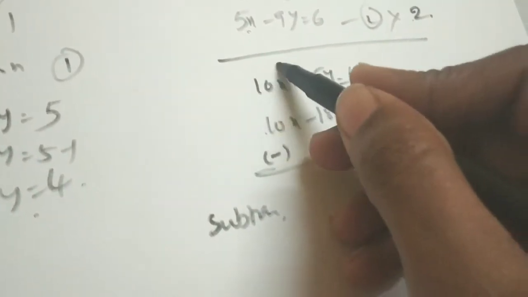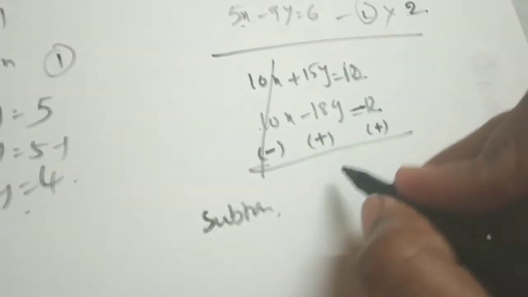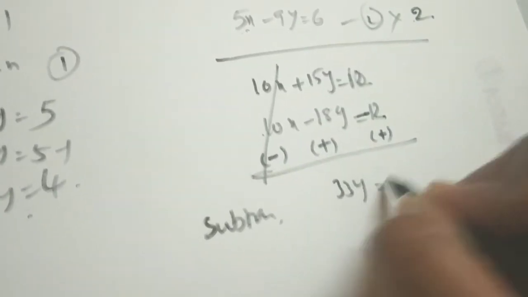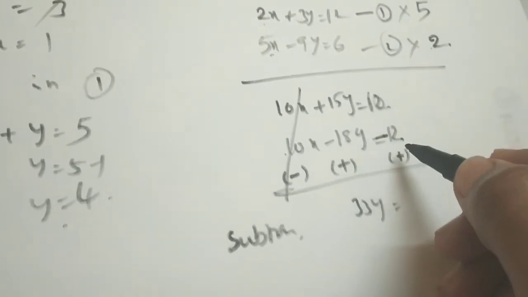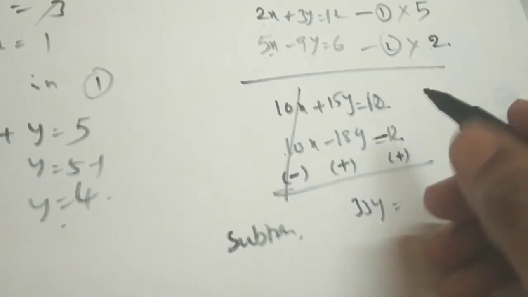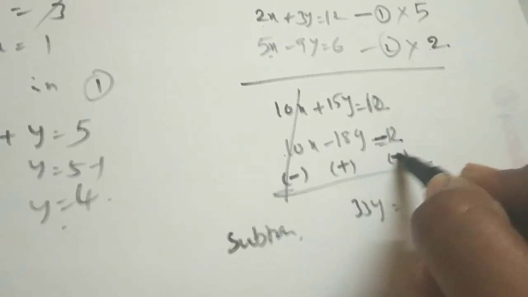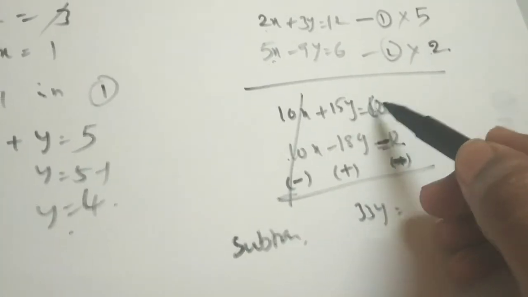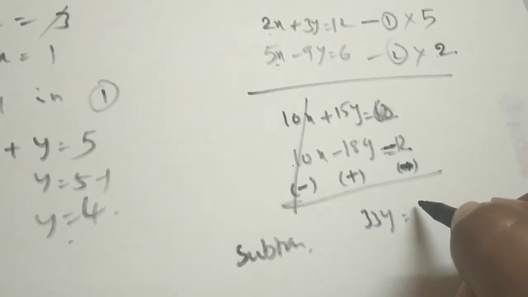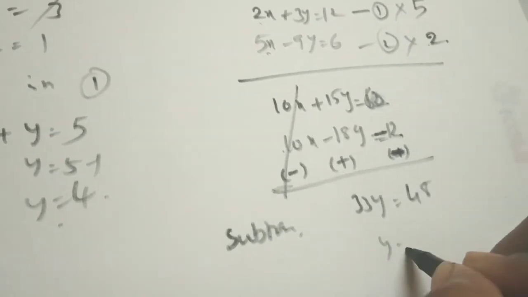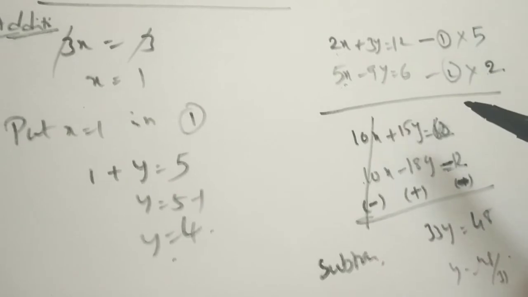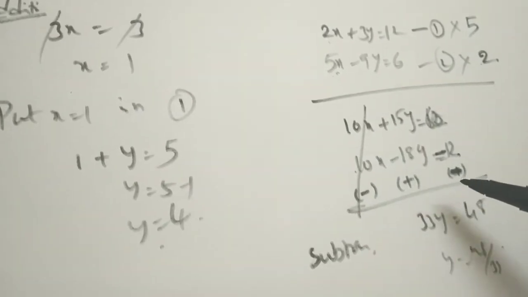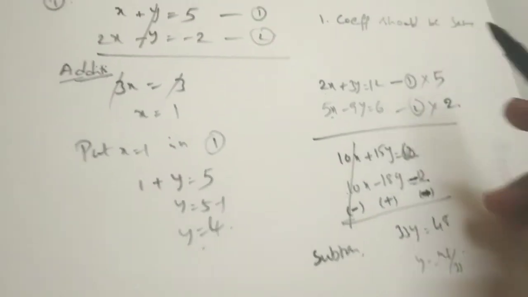Now plus 10x minus 10x will be cancelled. Plus 18y plus 15y is equal to 33y, is equal to plus 60 and plus 12. Here minus signs are changed, so 60 minus 12 equals 48. Then y is equal to 48 by 33, like that it will come. Okay dear, plus means minus, minus means plus. That is the main thing you have to change.